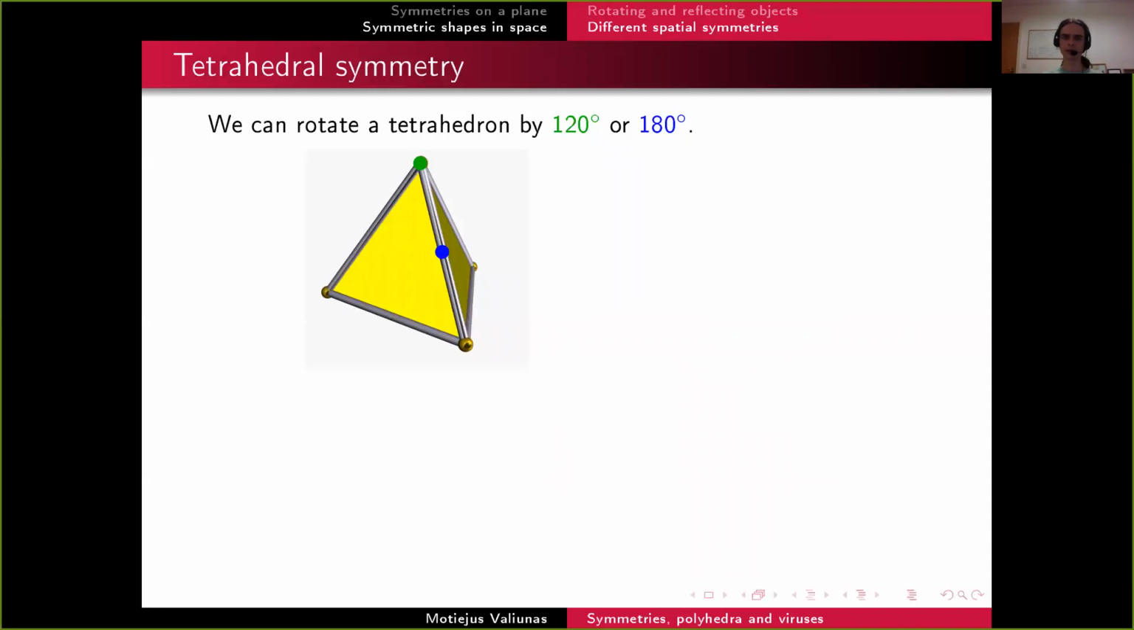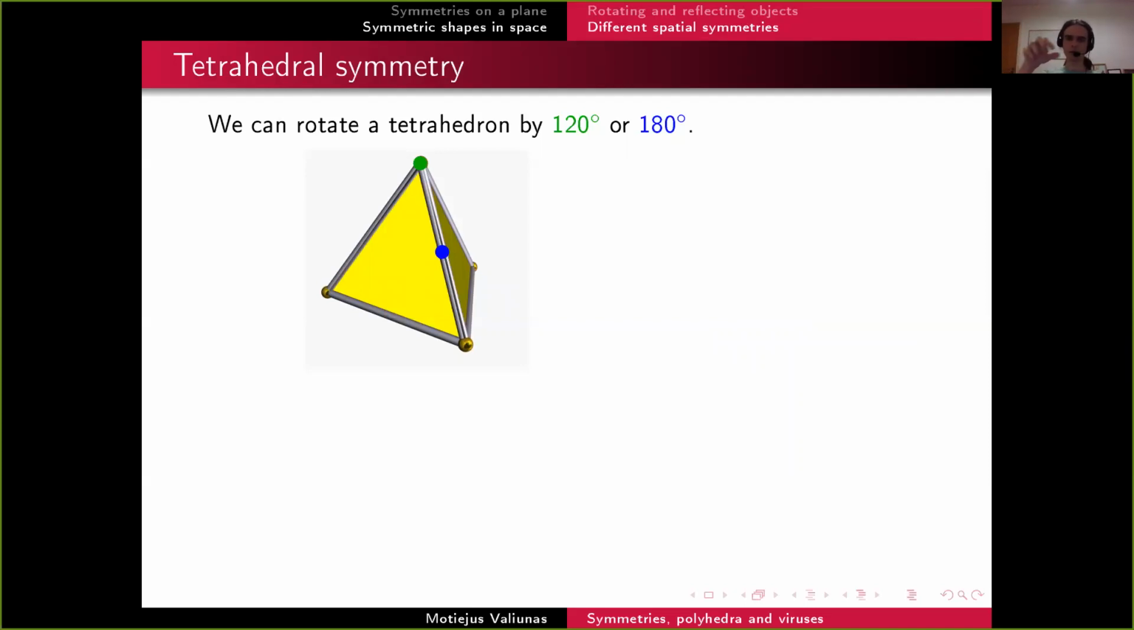So let's start with the tetrahedral symmetry. In a tetrahedral symmetry, we can rotate by angles of 120 or 180 degrees. For instance, if we pick a vertex, hold the tetrahedron from top from one of its vertices, and we rotate it by 1/3 of a turn by 120 degrees, we can see that the other 3 vertices will come back to where they were.